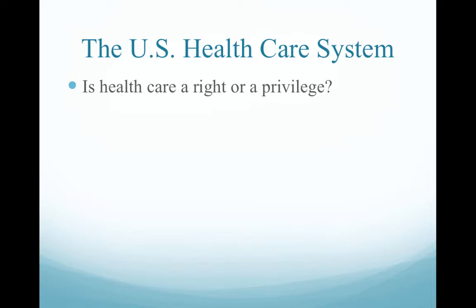So let's talk about how we go about getting care and the healthcare system itself. So think about this. Is healthcare a right or a privilege? Unlike many other industrialized nations, the United States does not offer universal healthcare. We have four main types of healthcare in our country. We have fee-for-service, health maintenance organizations or HMOs, Medicare, and Medicaid.